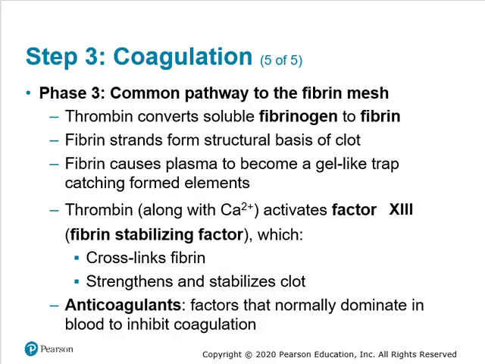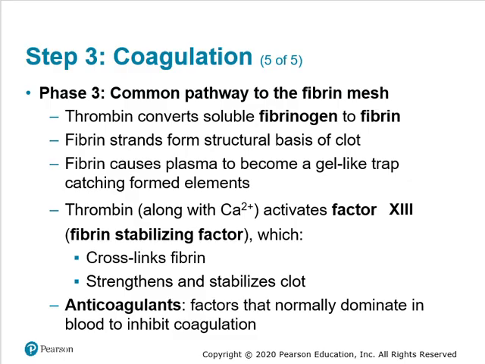And then phase 3 is to use thrombin to convert fibrinogen, which is soluble, it's kind of dissolved in the blood, to insoluble or more solid fibrin. Because we need fibrin, we need those strands. It's the big thing about coagulation because they're going to form a more structural basis for a blood clot. They're going to mix with red blood cells and proteins and with that platelet plug. So we're going to essentially create a gel-like trap catching all formed elements.